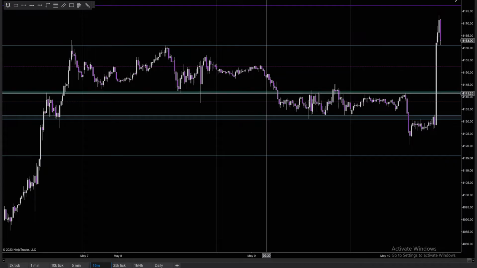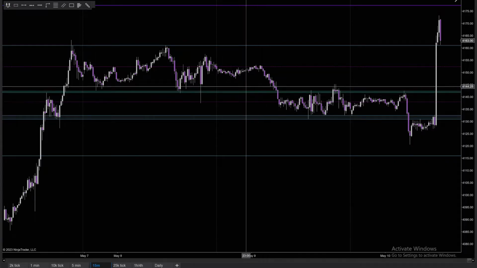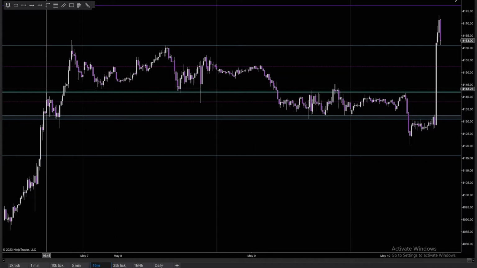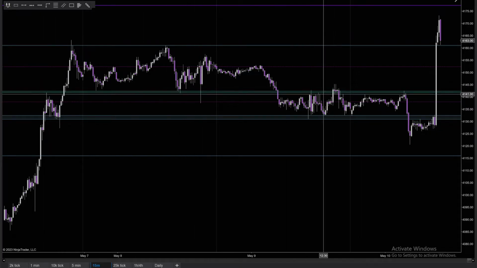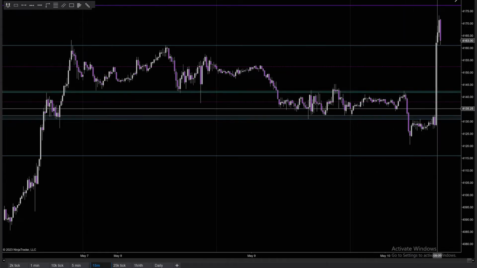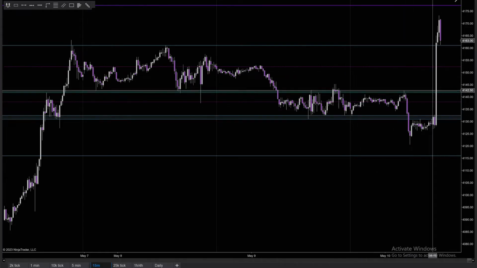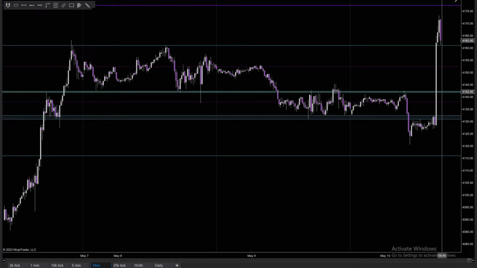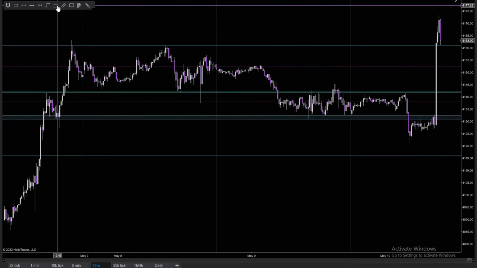And this green zone going across right here, you can see has been on this 15-minute chart, resistance, support, support, support, resistance, resistance all through yesterday, resistance in the overnight, and then we blasted up through it. So I'm looking at that as a pretty significant level of interest.